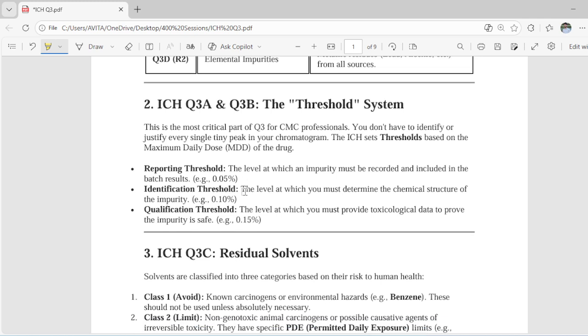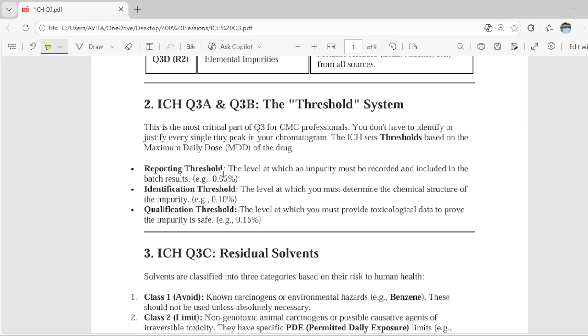Moving on to another topic, that is ICH Q3A and Q3B, the threshold system. We'll understand now three terms which are used in the regulatory. So this is the most critical part of Q3 for the CMC professional. You don't have to identify or justify every single tiny peak in your chromatogram. The ICH set thresholds based on the maximum daily dose of the drug.